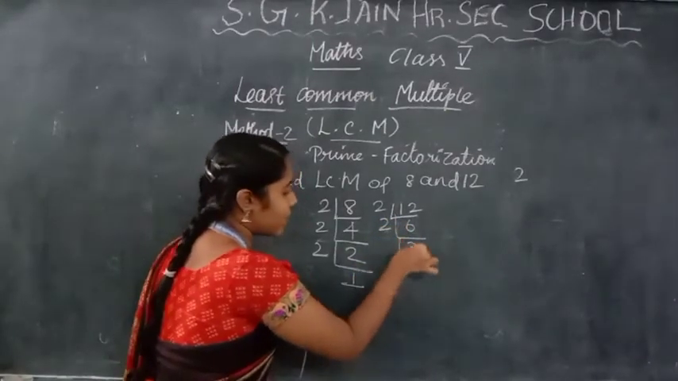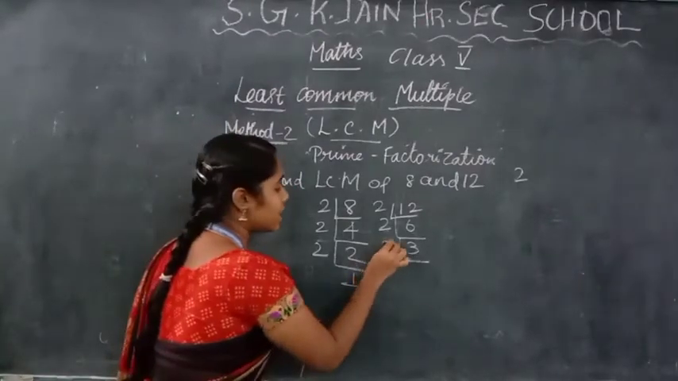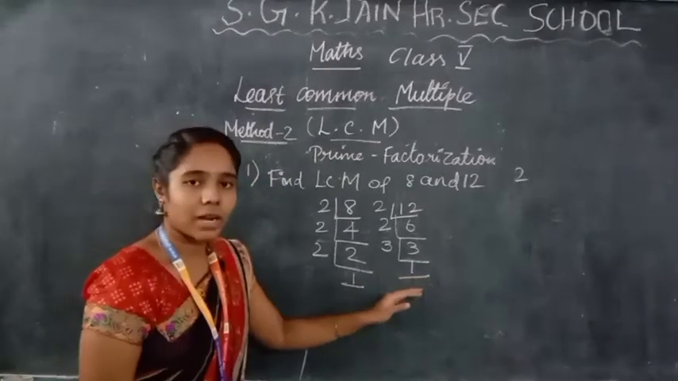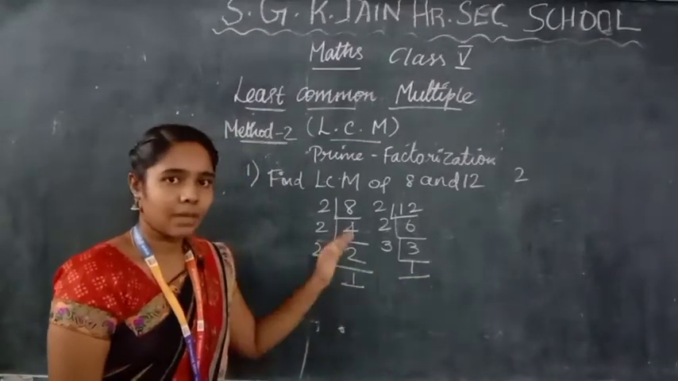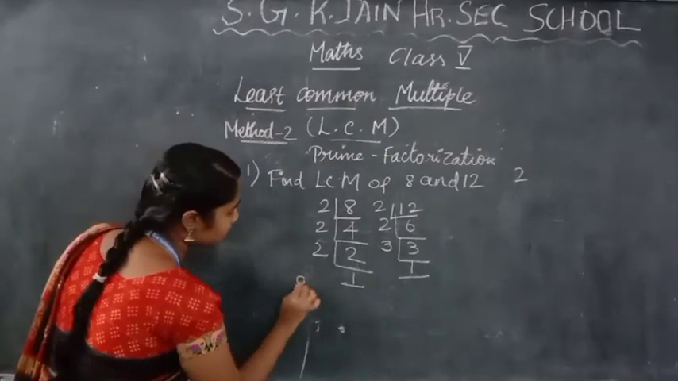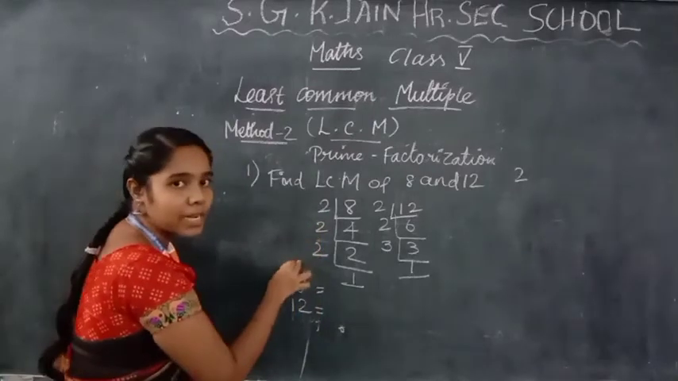Okay, now that we have reached 3, 3 is a prime number. Yes, we can use it to factorize: 3 by 3 is 1. Okay, we are getting the 1. We have to stop doing the prime factorization. Okay. The next step is we are going to write the factors in the multiplication form.